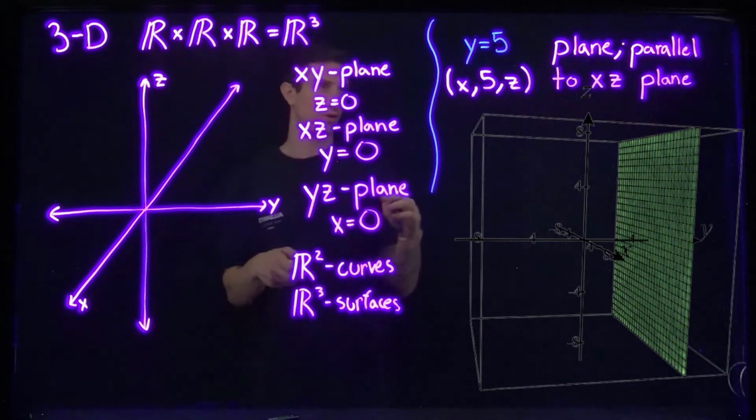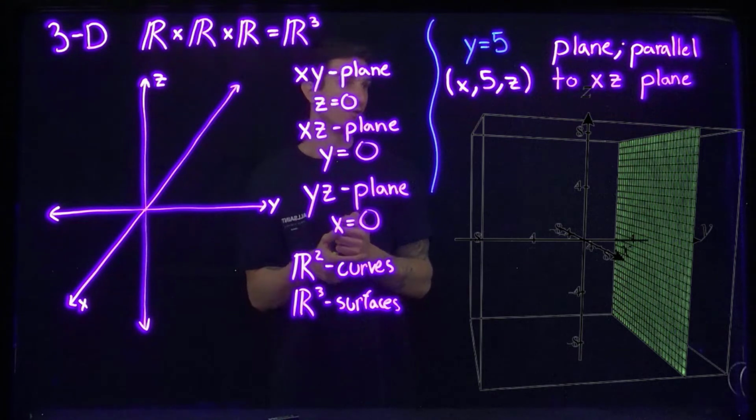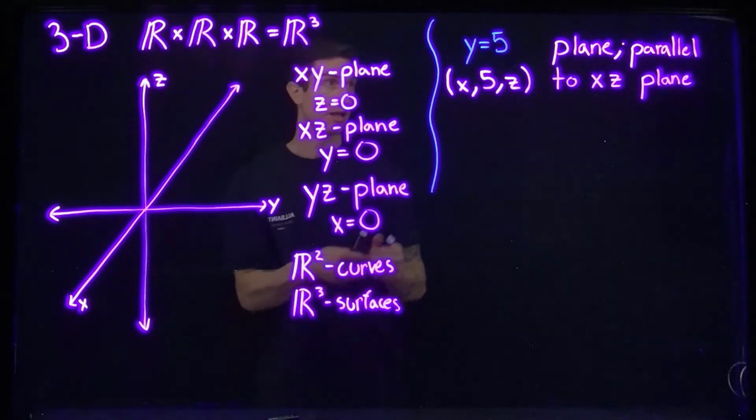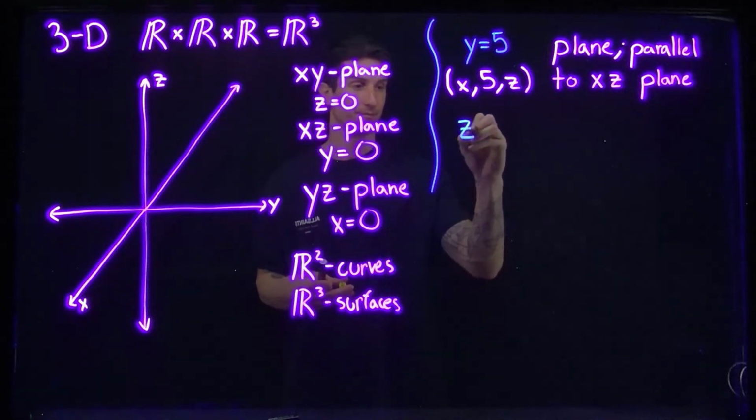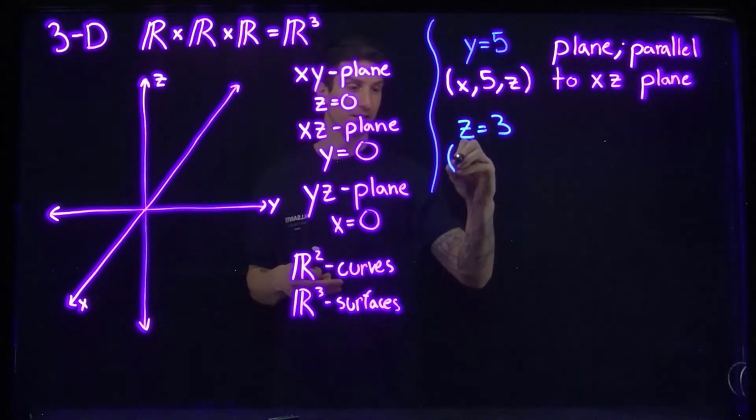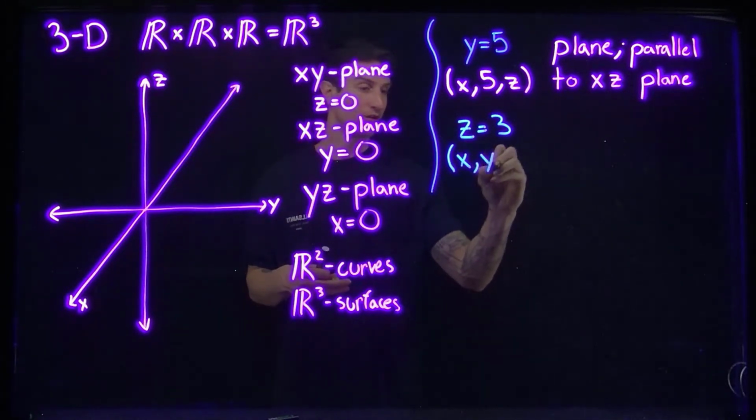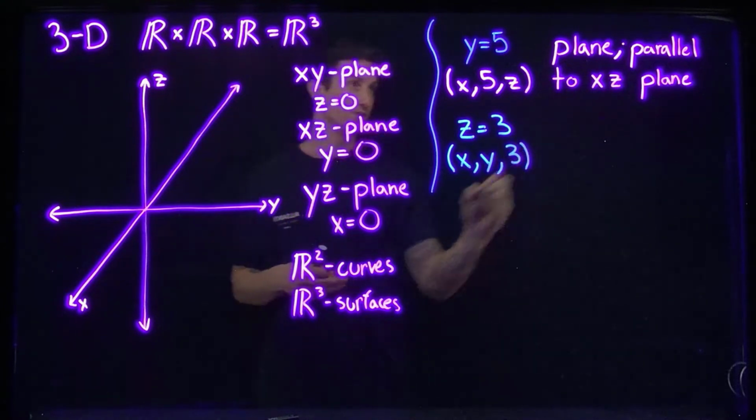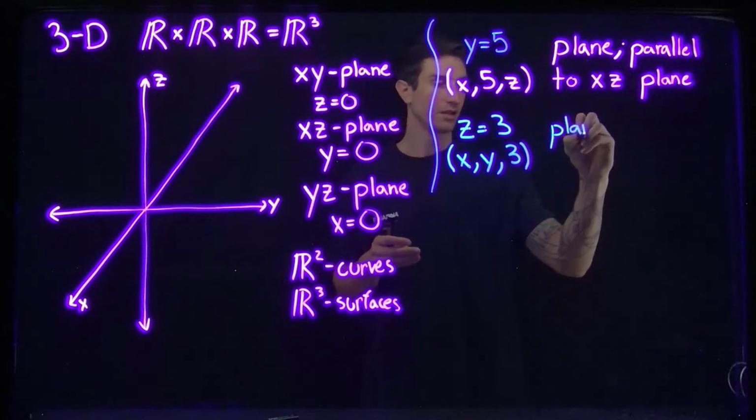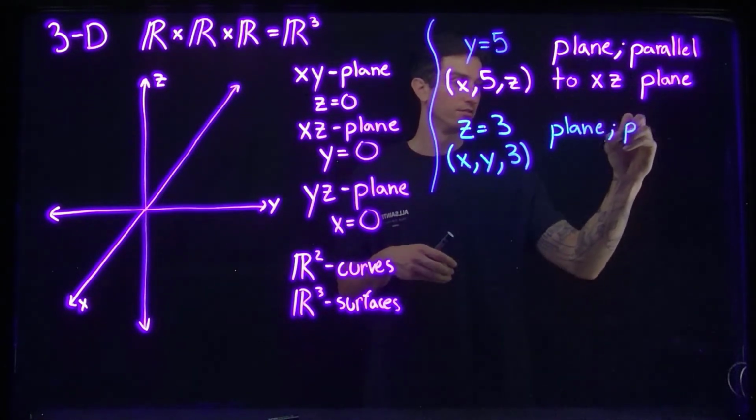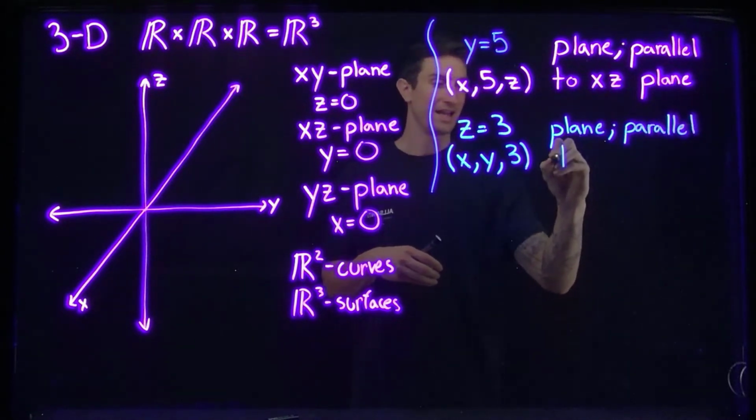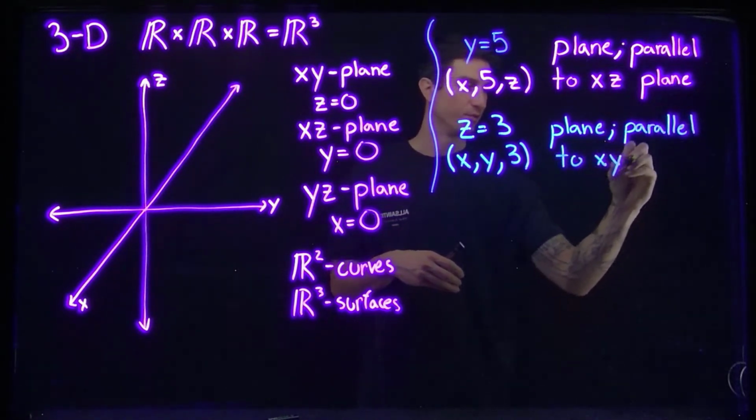Okay, I'm going to do one more. It might help. Maybe I've confused some people because we went with XZ first. Let's try Z is equal to 3. This is going to be a similar idea. My X and Y, I can be whatever I want. I'm constrained to only Z values of 3. Again, I'm going to be a plane parallel to my XY plane.